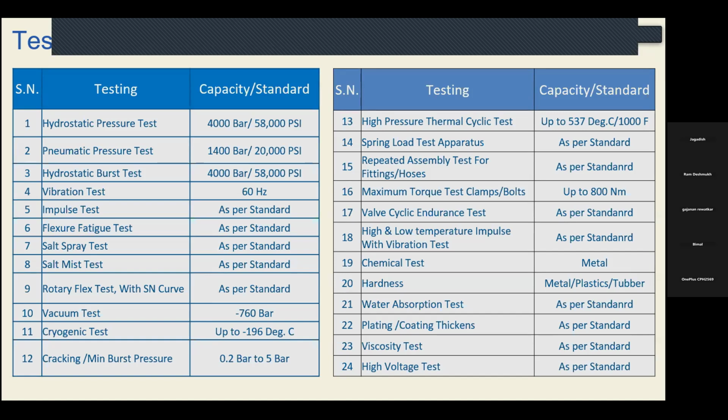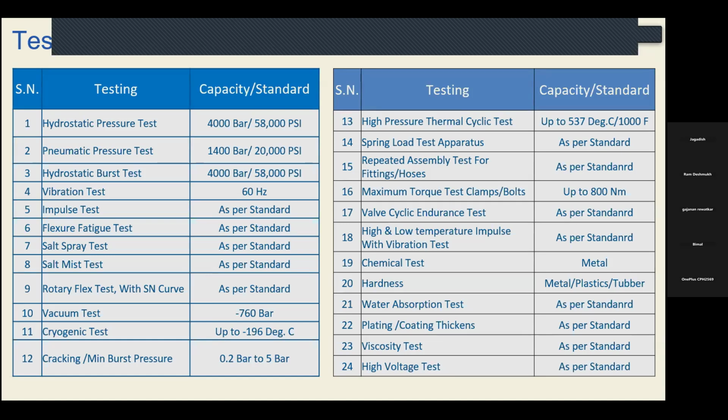We have many endurance tests like valve endurance test, apart from the hoses and fittings, and there is a high and low temperature impulsation also. So when we say temperature impulsation, there is a temperature which goes down and goes up. So in that simulated environment also, we can pressurize the hoses or fittings or tubes by which we can study the criteria by which product gets failure.